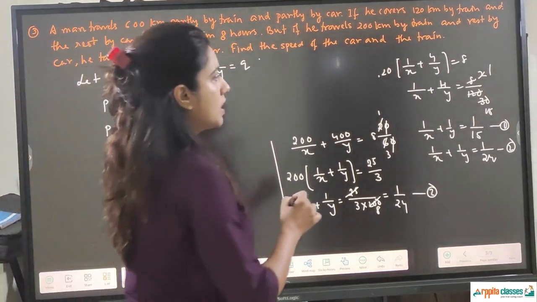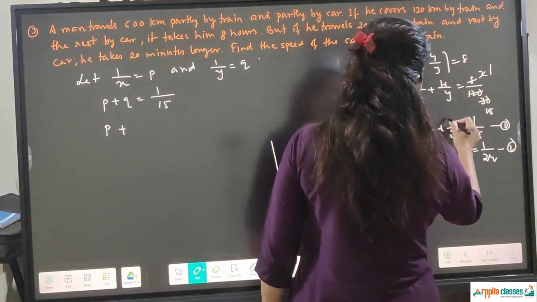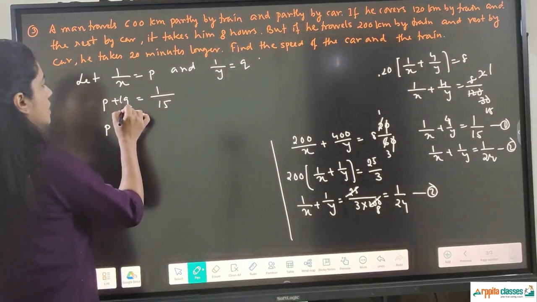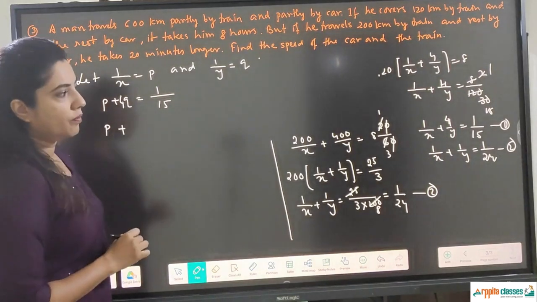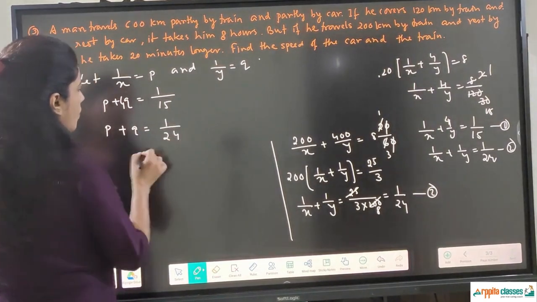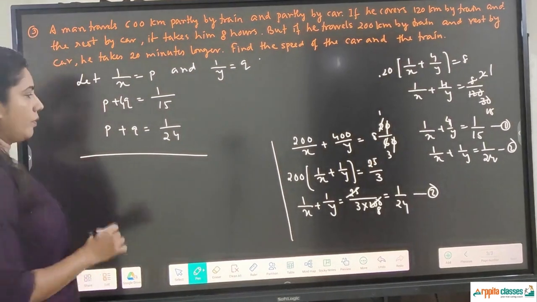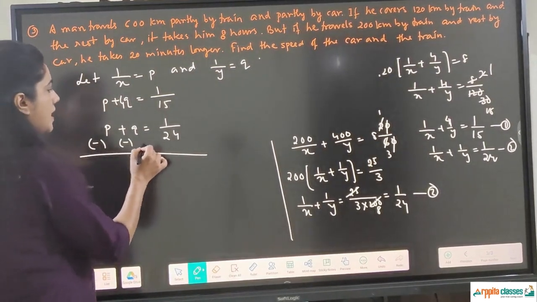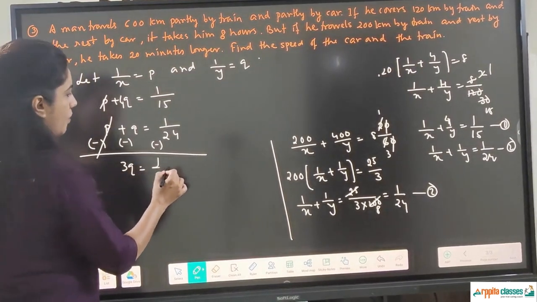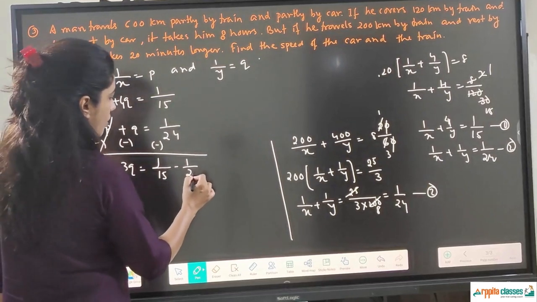Oh, sorry, this is 4. This is 4, 4 by y. So p plus 4q is equal to 1 upon 15, and p plus q is equal to 1 upon 24. So let us subtract these two equations. This is minus, minus, and minus getting cancelled. This is 3q is equal to 1 upon 15 minus 1 upon 24.